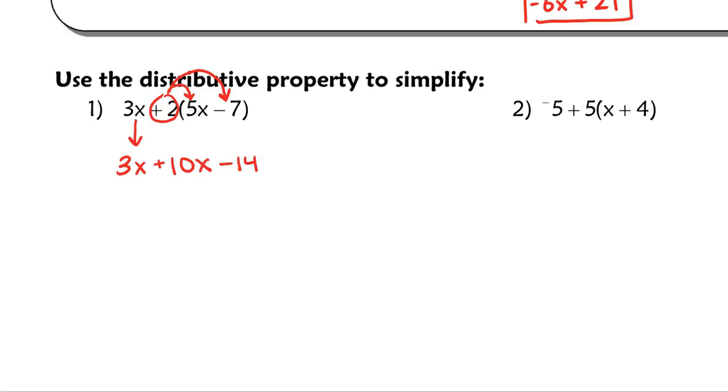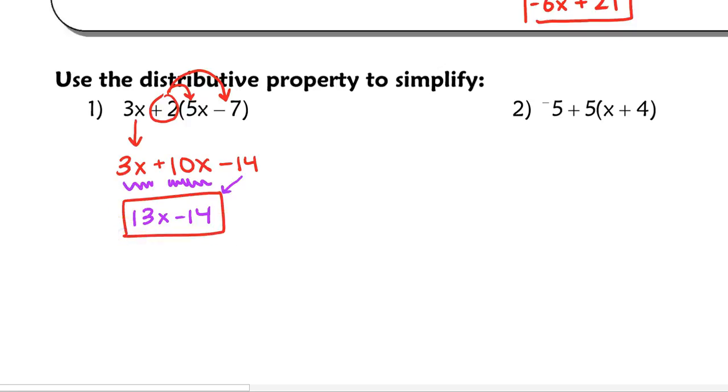Now I go ahead and I combine like terms. This time I have a 3x and a 10x that I can combine. That'll give me 13x. So I have 13x, and then because this doesn't combine anymore, I just drop that down and call that -14. So my final answer here is 13x minus 14.